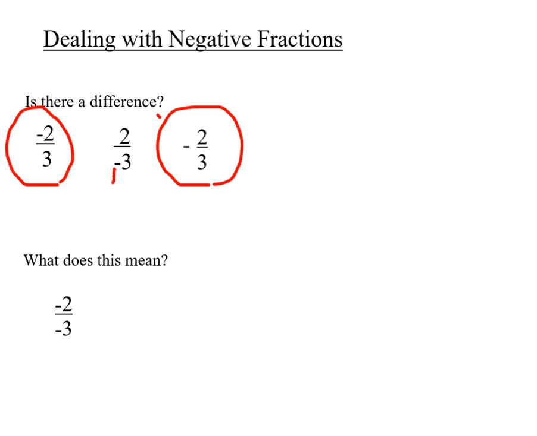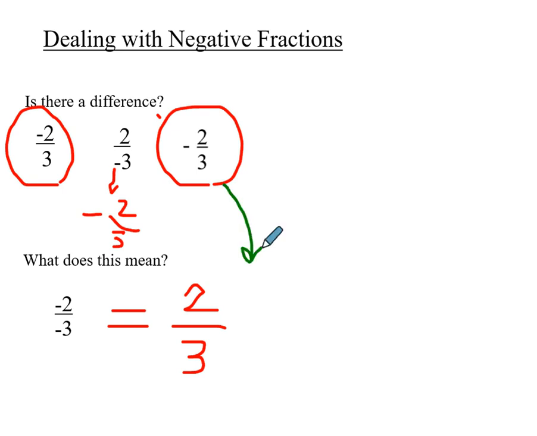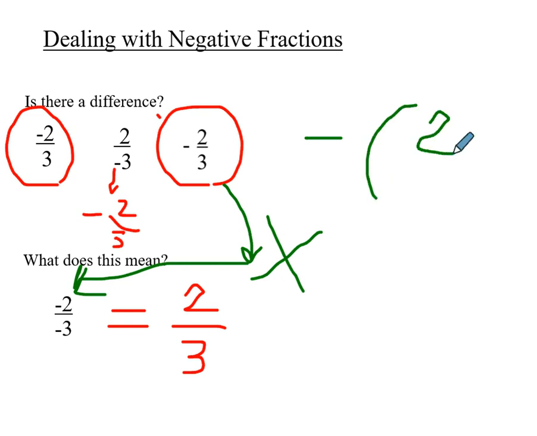So this could turn to -2/3 if you prefer. Okay, now the bottom one, a negative on top and a negative on the bottom, remember, that actually means that it's positive. So a lot of people get this mixed up because they kind of think that this one up here means that. It does not. Okay? This just means -2/3.